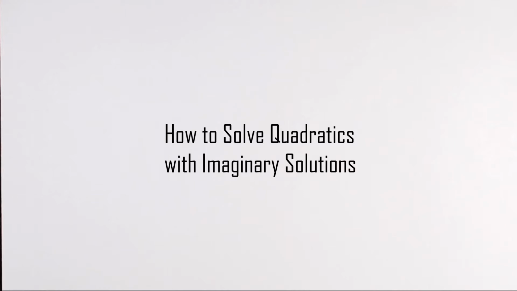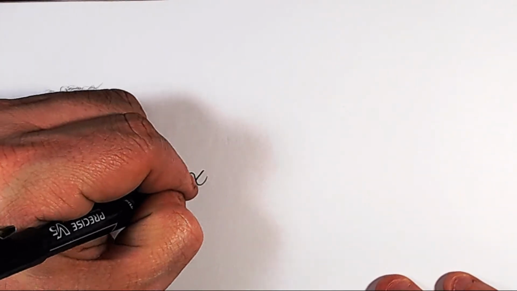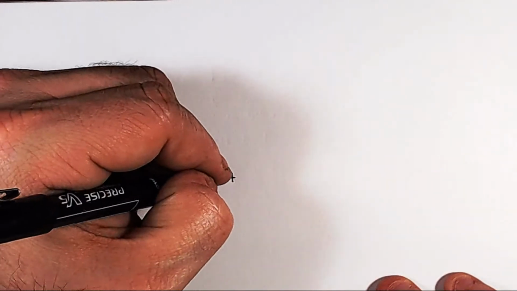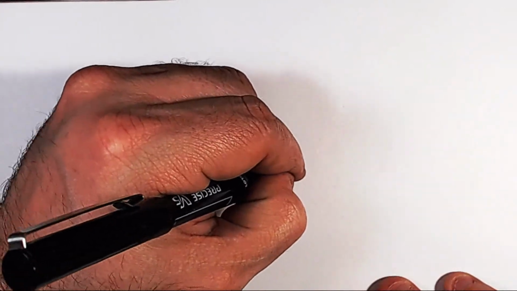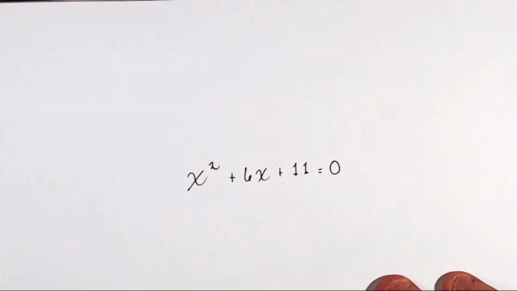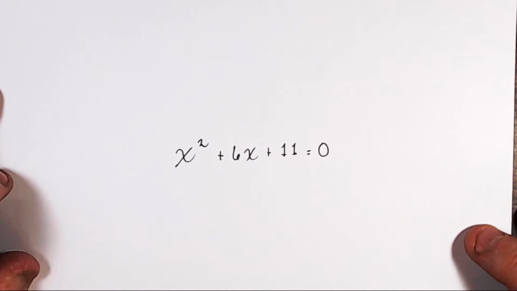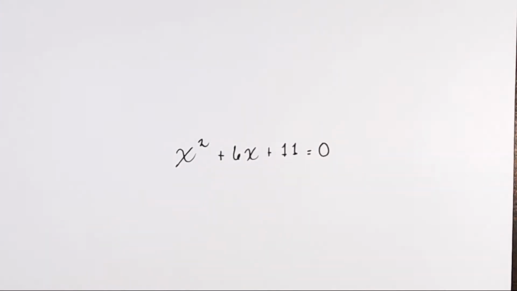Okay, let's clear our work surface, and what we will do is consider the following quadratic equation: x squared plus 6x plus 11 equals 0. Okay, that's an equation. It's a quadratic equation, and the question is, what do we do with this?